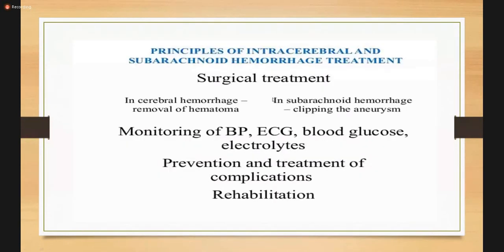How do we manage intracerebral and subarachnoid hemorrhage? In intracerebral hemorrhage, we have to remove the hematoma. In subarachnoid hemorrhage, we have to go for clipping or coiling of the aneurysm. In both of them, we have to monitor the blood pressure, ECG, blood glucose, and electrolytes, prevent and treat complications, and provide rehabilitation. This is the treatment of both. Okay?